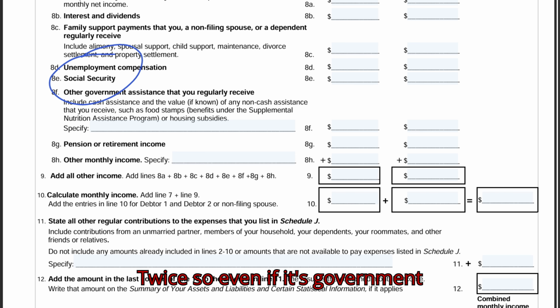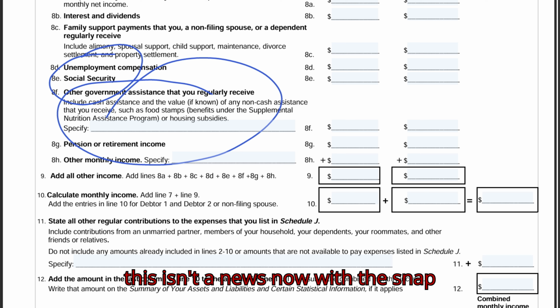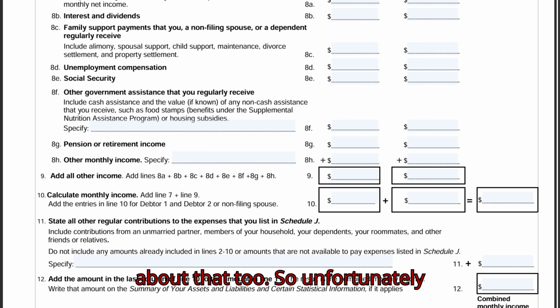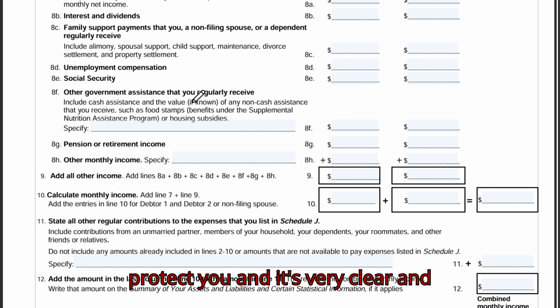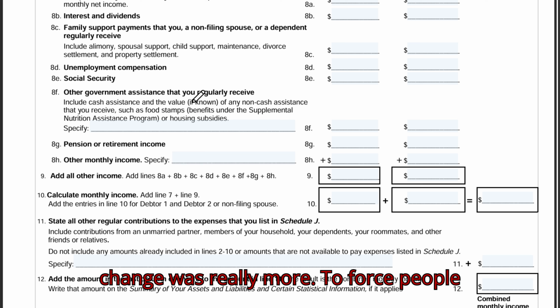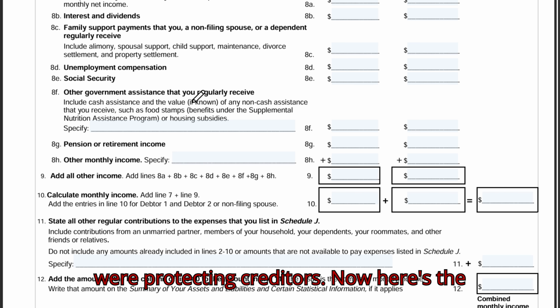So even if it's government assistance, as you see it here, this is in the news now with the SNAP benefits and dealing with the government shutdown. They want to know about that too. So unfortunately, bankruptcy wasn't designed to protect you, and it's very clear and documented that this law change was really more to force people into Chapter 13, which means ultimately we were protecting creditors.